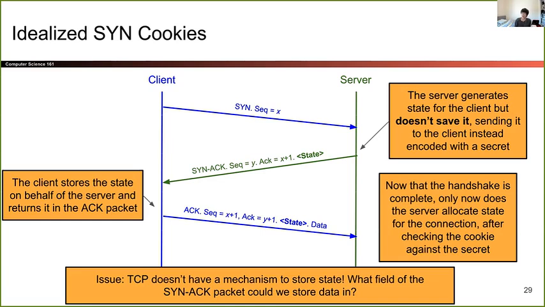Does anyone have any idea where we could possibly store the state for the server? If we need some sort of value that is chosen by the server, and the value doesn't have much meaning on its own, it just has to be some random value initially. What's a value chosen by the server that is random and is part of this handshake? We're looking at what value in this three-way handshake does the server get to choose?